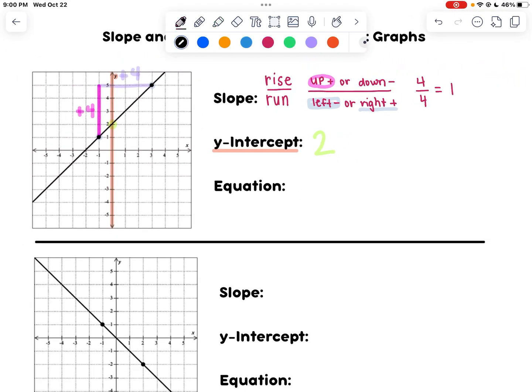Now I can put my equation together. I have y equals my slope, which is 1, x plus my y-intercept. And I don't need that 1. It's just imaginary. I can also write it y equals x plus 2.